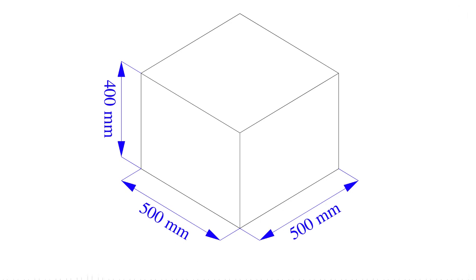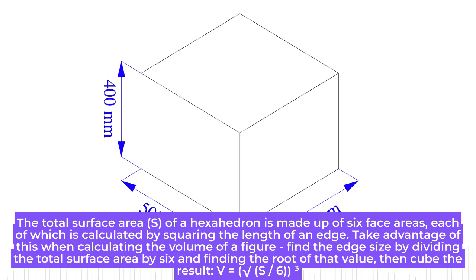Step 5. The total surface area, S, of a hexahedron is made up of 6 face areas, each of which is calculated by squaring the length of an edge. Take advantage of this when calculating the volume of a figure. Find the edge size by dividing the total surface area by 6 and finding the root of that value, then cube the result, V equals square root S slash 6, superscript 3.